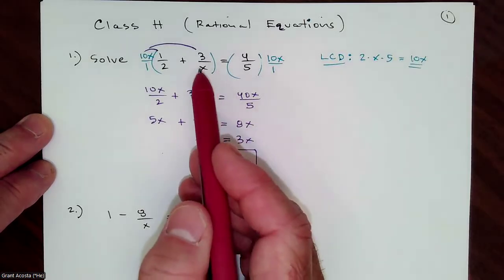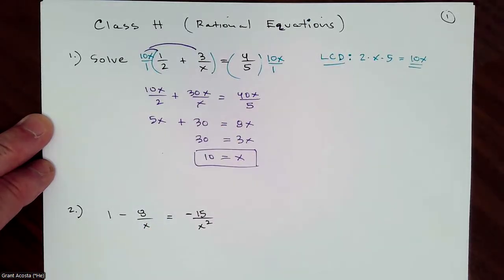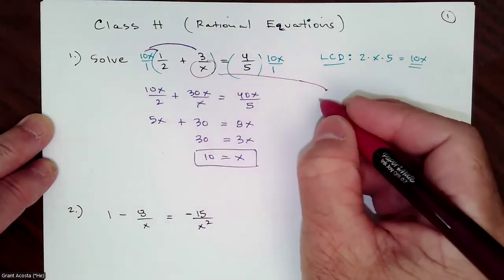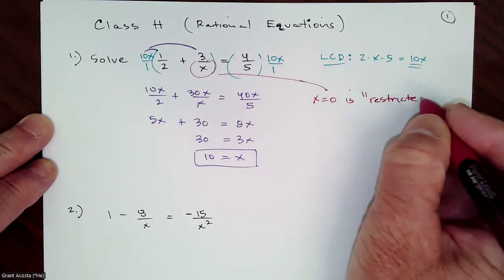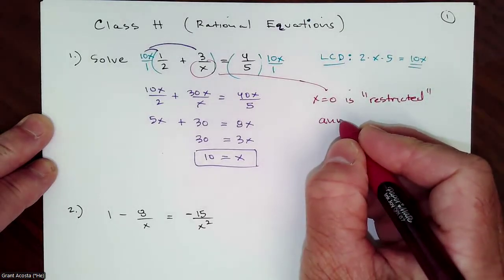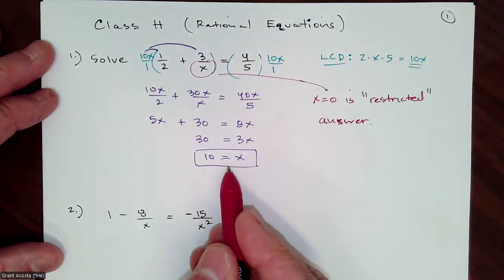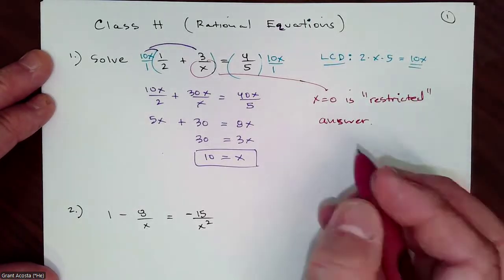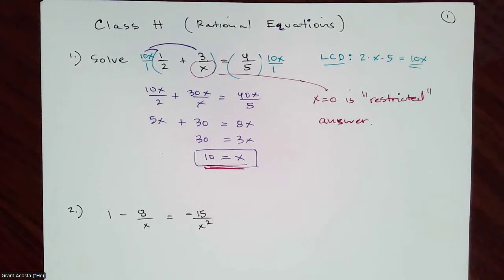If this answer was 0, then this term would be 3 over 0, and we've talked about that. That is undefined. Sometimes we refer to that as a restricted value. So we could say x equals 0 is a quote-unquote restricted answer, I guess. So if we had gotten x equals 0, we would have said, oh, sorry, that's not an answer that works. There would be no solution to the problem. But because our answer is not 0, we're just going to trust ourselves that we did our math right, and x equals 10, in fact, is the correct answer.